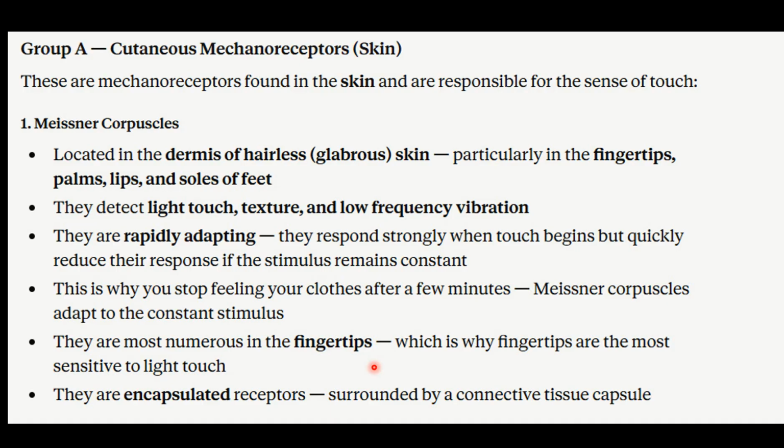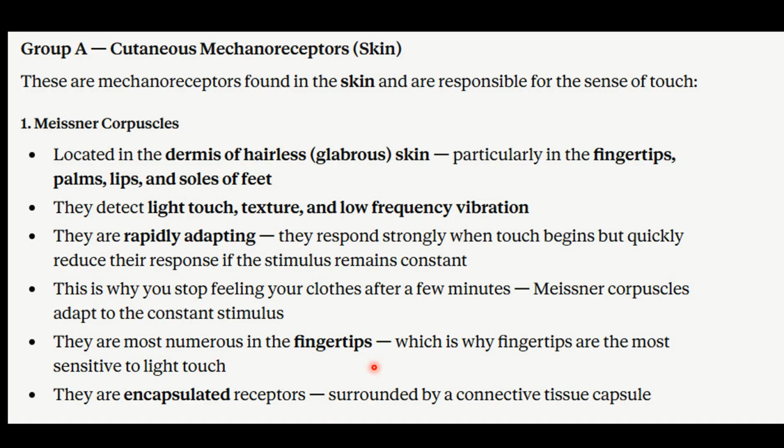They are encapsulated receptors. That means they are surrounded by a connective tissue capsule. Okay, so this is also a question: is it encapsulated or unencapsulated? You have to say Meissner corpuscles are encapsulated receptors.